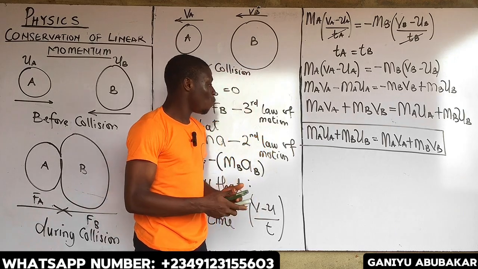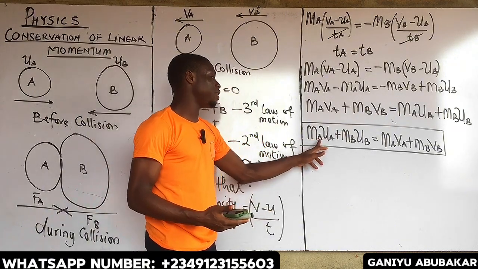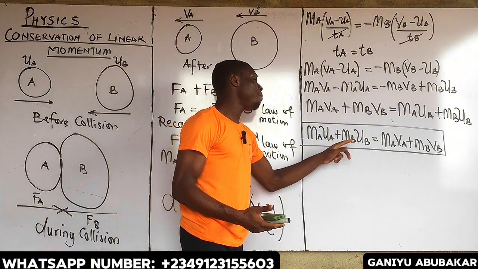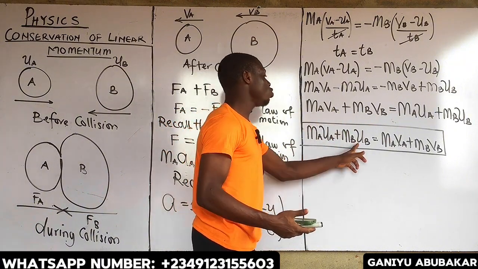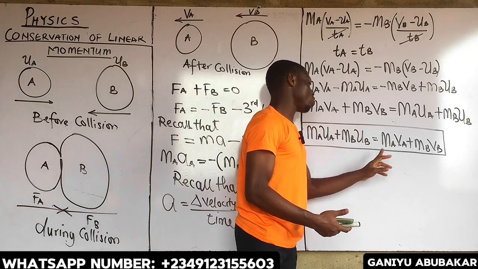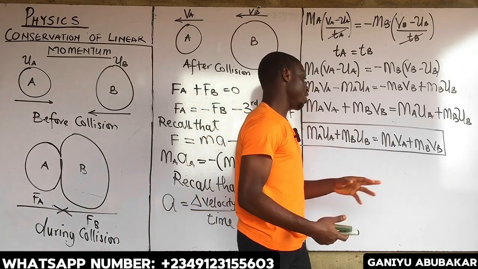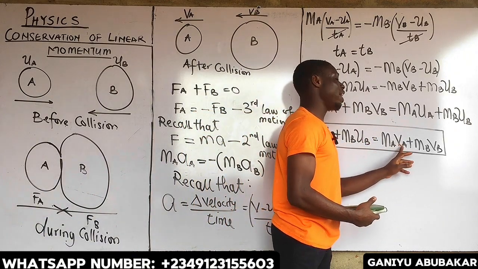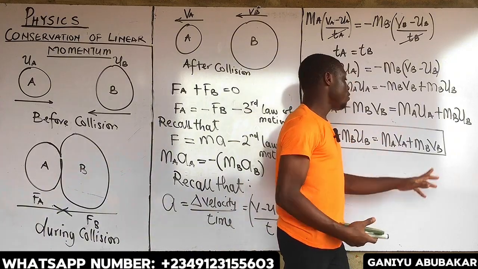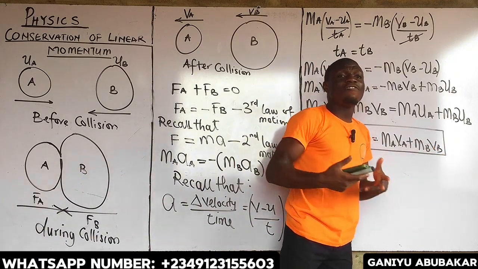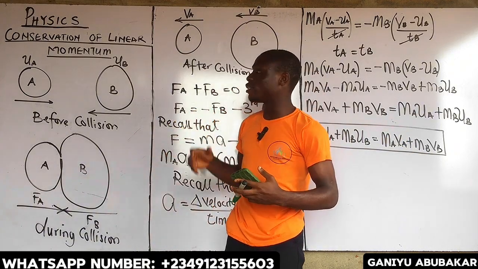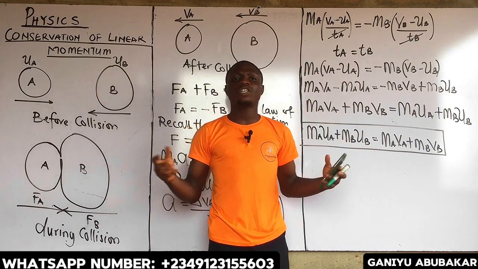All right, where MA is called the mass of body A, UA is called the initial velocity of body A, MB mass of body B, UB initial velocity of body B, is equal to MA mass of body A times VA final velocity of body A, MB mass of body B, VB final velocity of body B, as you can see. All right, let's use this idea to solve some past question, and let's see what we can do.